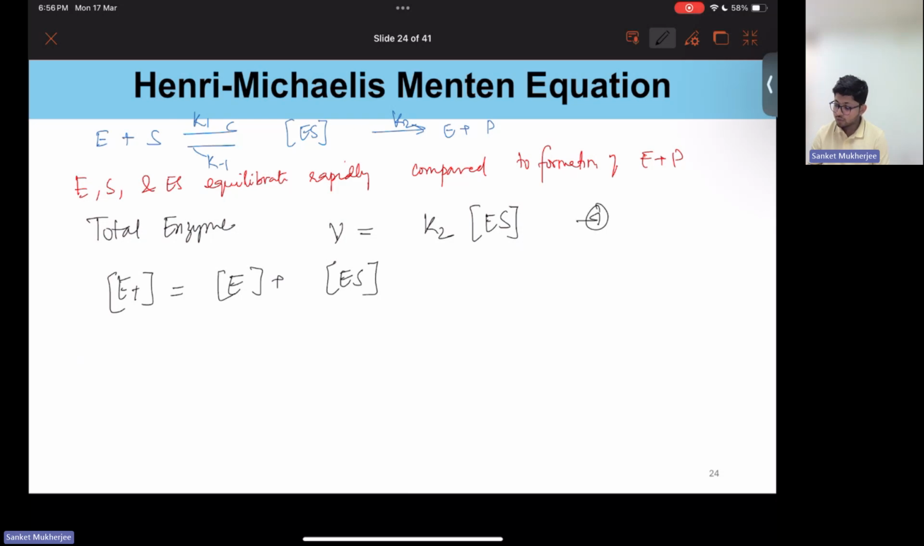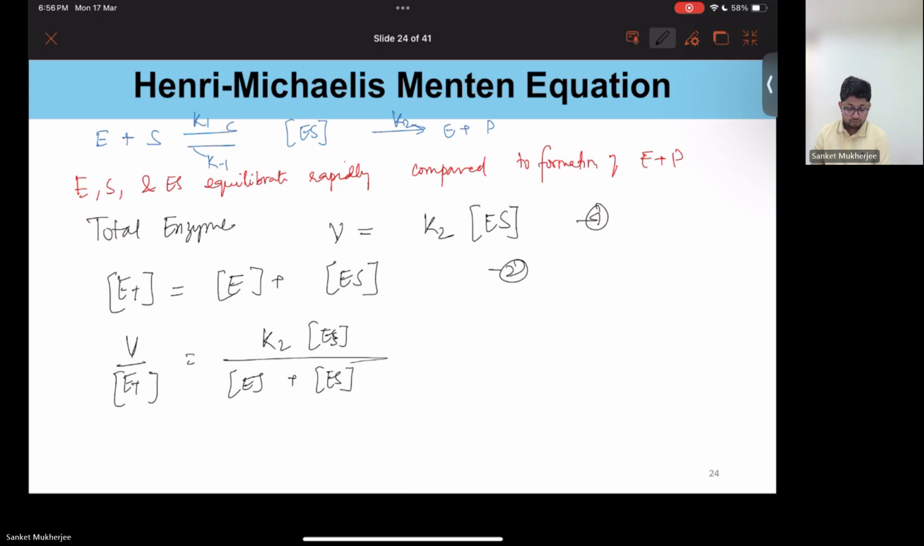So if we have these two equations and we divide the first equation with ET, we get something like V by ET equal to K2 into ES by E plus ES, right? So this is how it looks like.